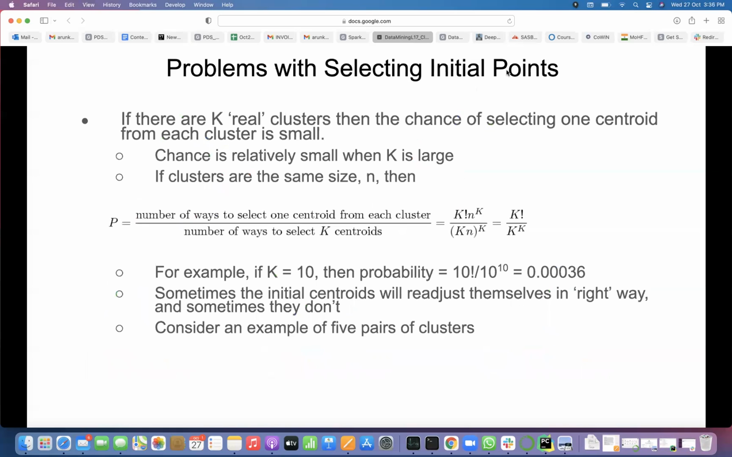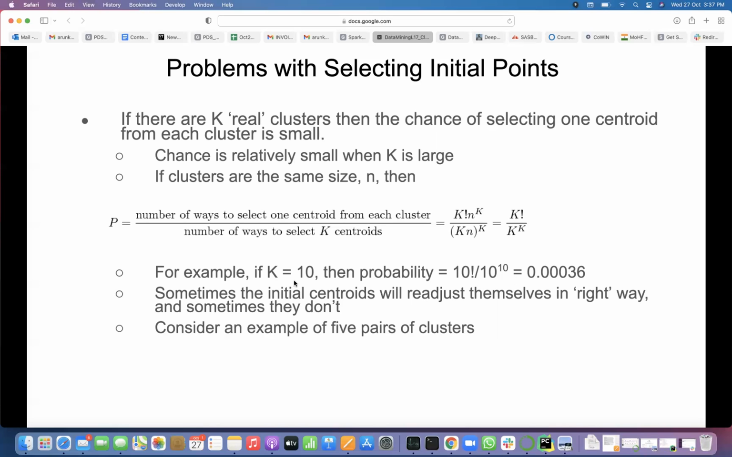Problems with selecting initial points: if there are k real clusters, then the chance of selecting one centroid from each cluster is small. If you select one from each cluster, then you may get very good clusters, but first of all we don't know what the clusters are. If we choose randomly, what is the probability that the points belong one to each cluster? Assuming there are k clusters originally, and k random points, one for each cluster, the probability is k factorial by k power k. That is a very small number.